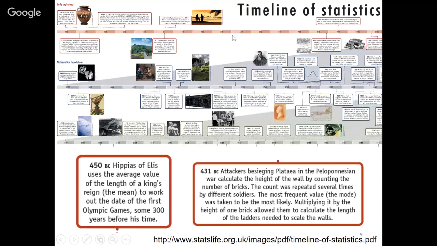This perspective on statistics goes way back, arguably to well before the Common Era, when are the first records of someone using average values. Apparently, Hippias of Elis used the average value of the length of a king's reign to work out the date of the first Olympic Games. And like all really good statistical methods, they've been around for a long time and they haven't changed. We'll be learning averages and using averages in exactly the same way in this course.